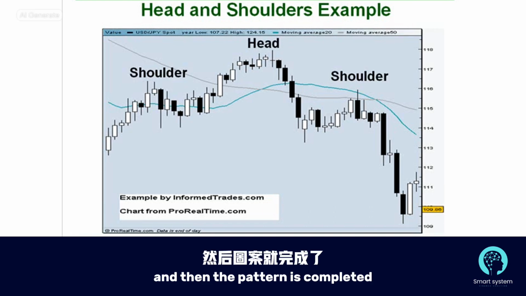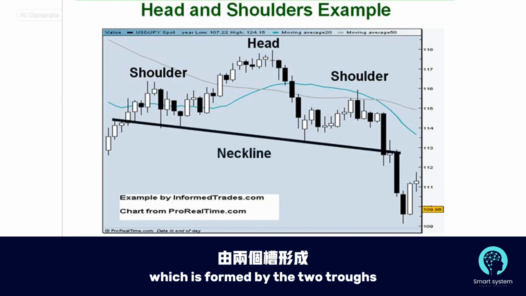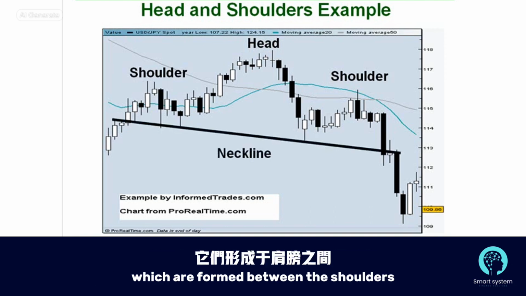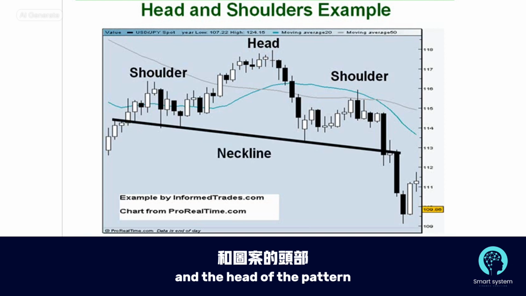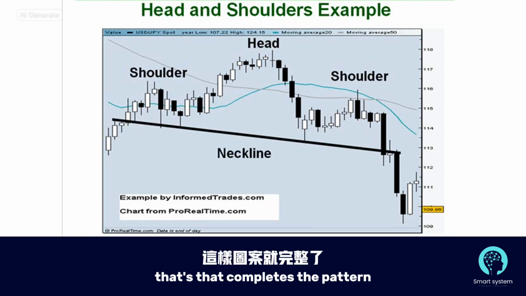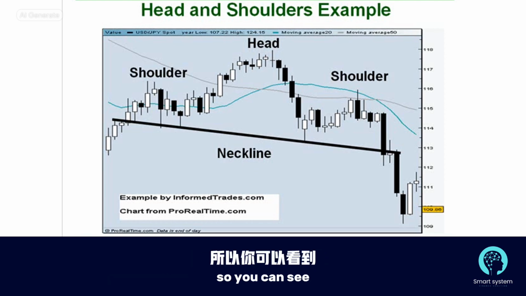And then the pattern is completed when the neckline is broken, which is formed by the two troughs. So the support level for this pattern is the two troughs, which are formed between the shoulders and the head of the pattern. So you can see that there. So once that level's broken, that completes the pattern, and the market is theoretically supposed to sell off from there. And you can see why, because the market tried to push up 3 times to go higher and failed. So you can see, sellers will take control there.